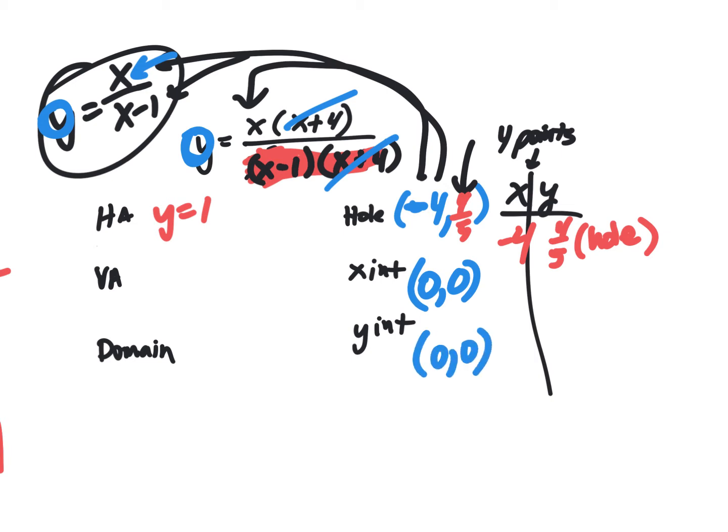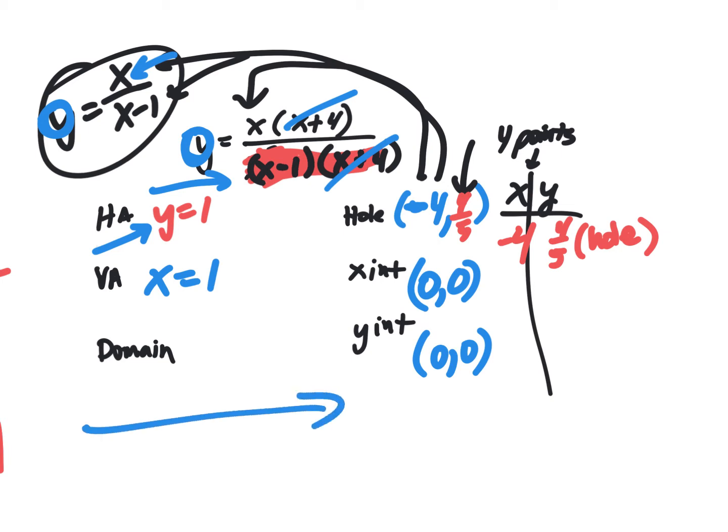Okay, now the vertical asymptote. Verticals come from the bottom. What makes the bottom 0? X equals 1. Remember, these have to have an equation. You can't just say 1. You have to say x equals 1. And the verticals are the verticals, and the horizontals are the horizontals. Don't confuse your y's and your x's.